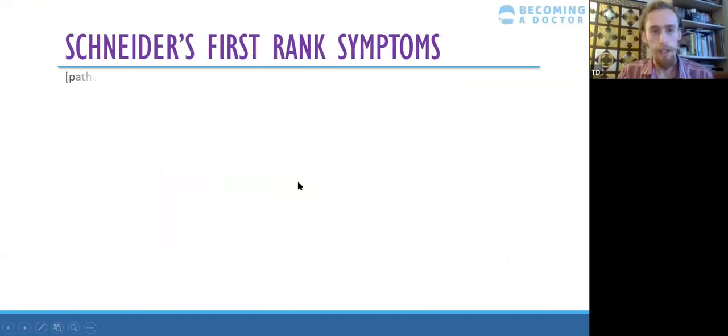Cool. So moving on. Schneider's first rank symptoms, another thing that you have to know from med school, and they were initially thought to be pathognomonic of schizophrenia. If you have these, you definitely have schizophrenia, and that's not quite true, but they're still pretty good, actually. If you see any of these symptoms, you can think, this may well be schizophrenia, not just a drug-induced psychosis or some other kind of psychosis.